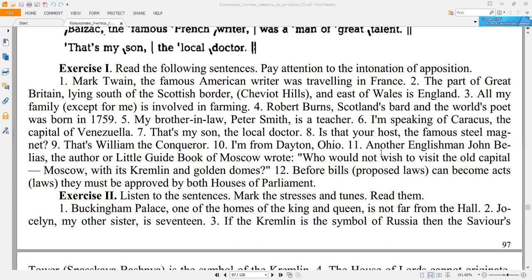Switch off your microphones, please. Lola. So please switch off your microphone or please read the example. Number 11. So, Lola.